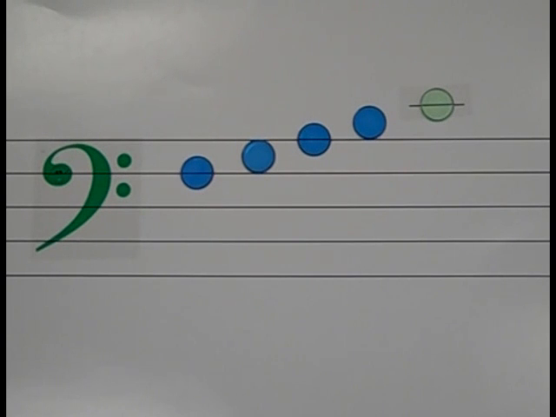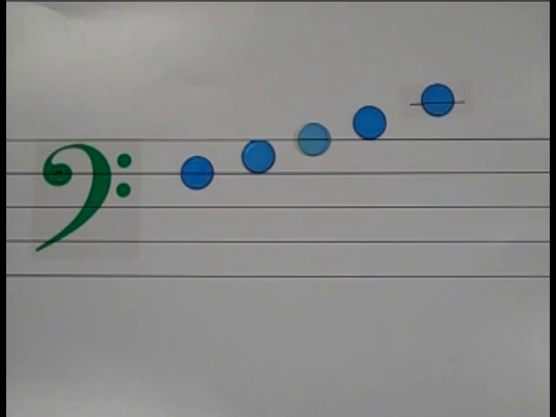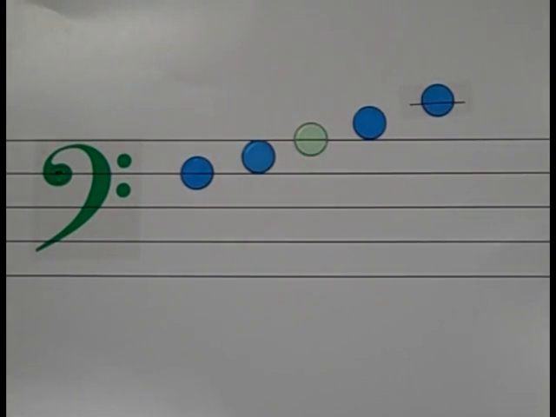Which one is moldy this time? If you said C, you're correct. Can you find the moldy note? Tell me its name. If you said A, you're correct.